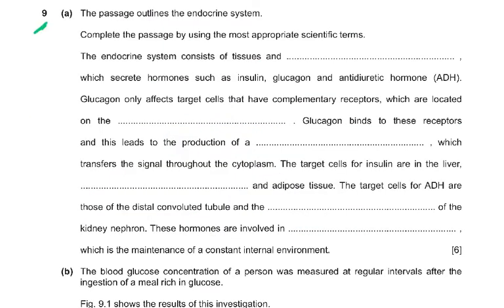And then coming to question number 9, interesting, I love these fill-in-the-blanks questions. They make life so easy. They make it so easy for us teachers to check the papers. The passage outlines the endocrine system. Complete the passage by using the most appropriate scientific terms. The endocrine system consists of tissues and glands which secrete hormones such as insulin, glucagon, and ADH, antidiuretic hormone. Glucagon only affects target cells that have complementary receptors which are located on the cell surface membrane.